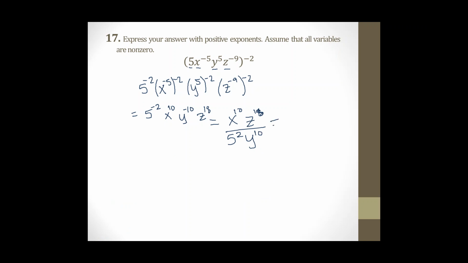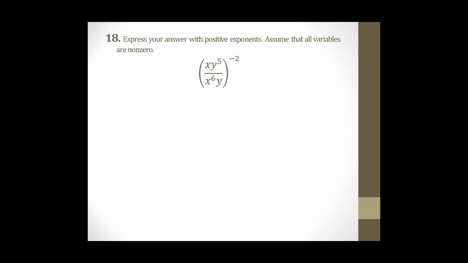And then I'm going to go ahead and simplify and evaluate 5 squared, which is 25. So x to the 10th, z to the 18th, over 25, y to the 10th. So that final answer is going to be letter D. Letter D. Any questions about that?